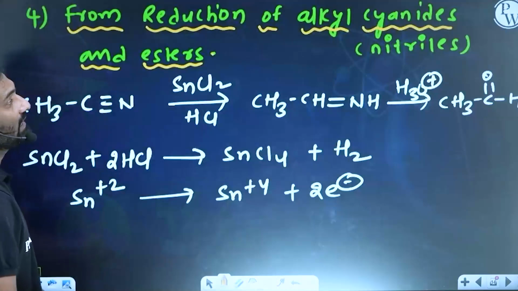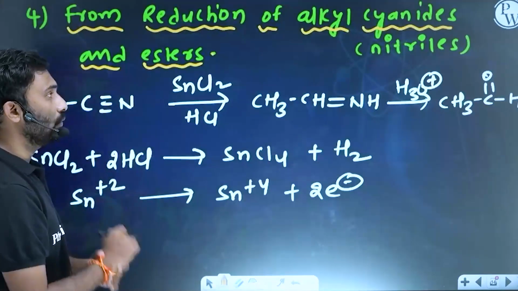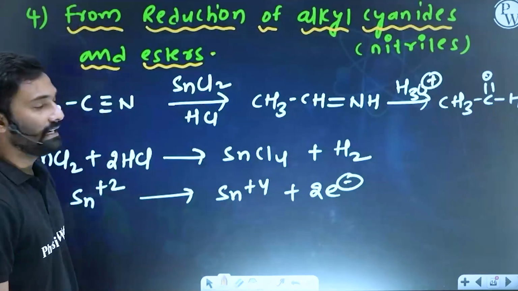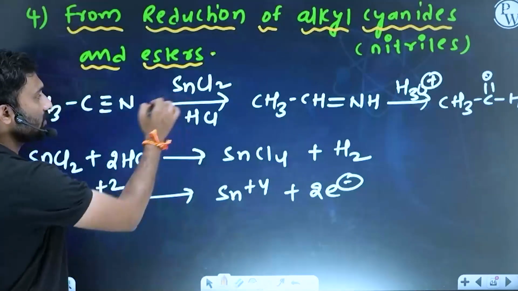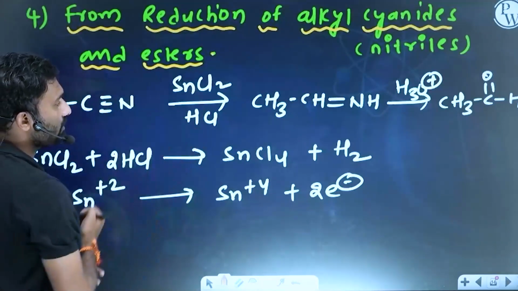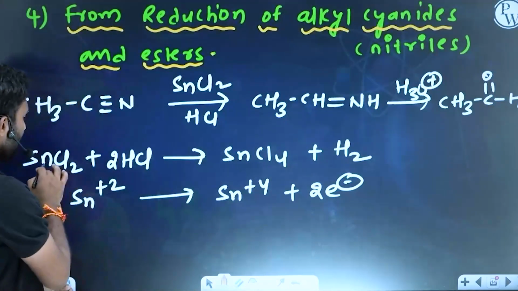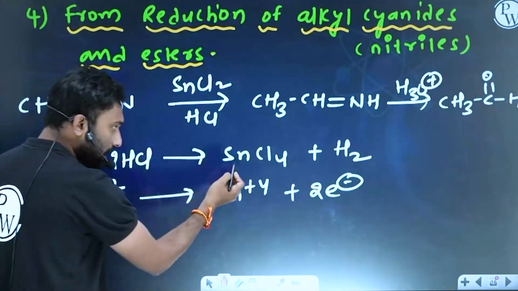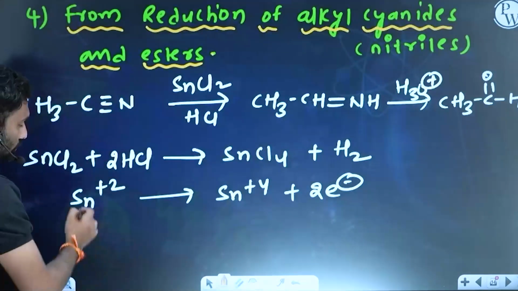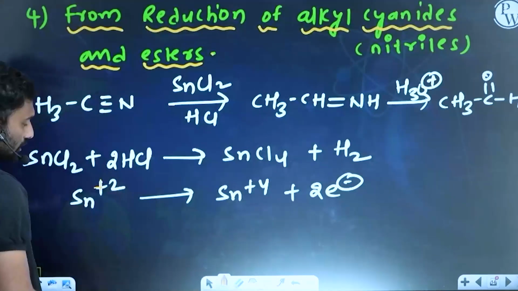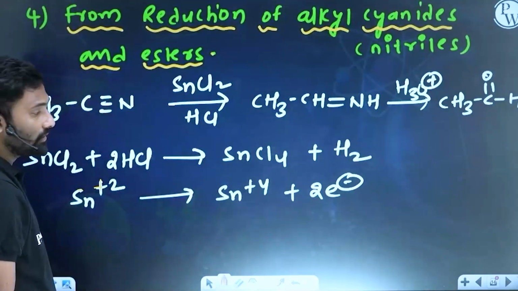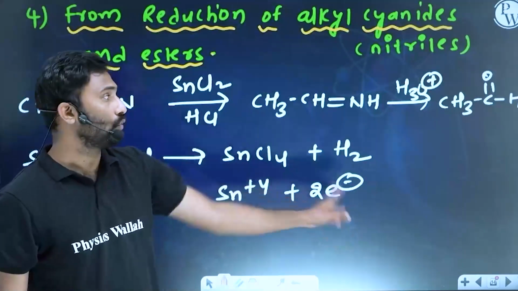From the reduction of alkyl cyanides and nitriles and the esters. By alkyl cyanides we can also prepare the aldehydes. Here, this is stannous chloride, SnCl2. Stannous chloride in the presence of HCl: what will happen? It will react to give SnCl4 plus H2. You'll notice the tin has been oxidized from the +2 oxidation state to +4 by loss of 2 electrons.